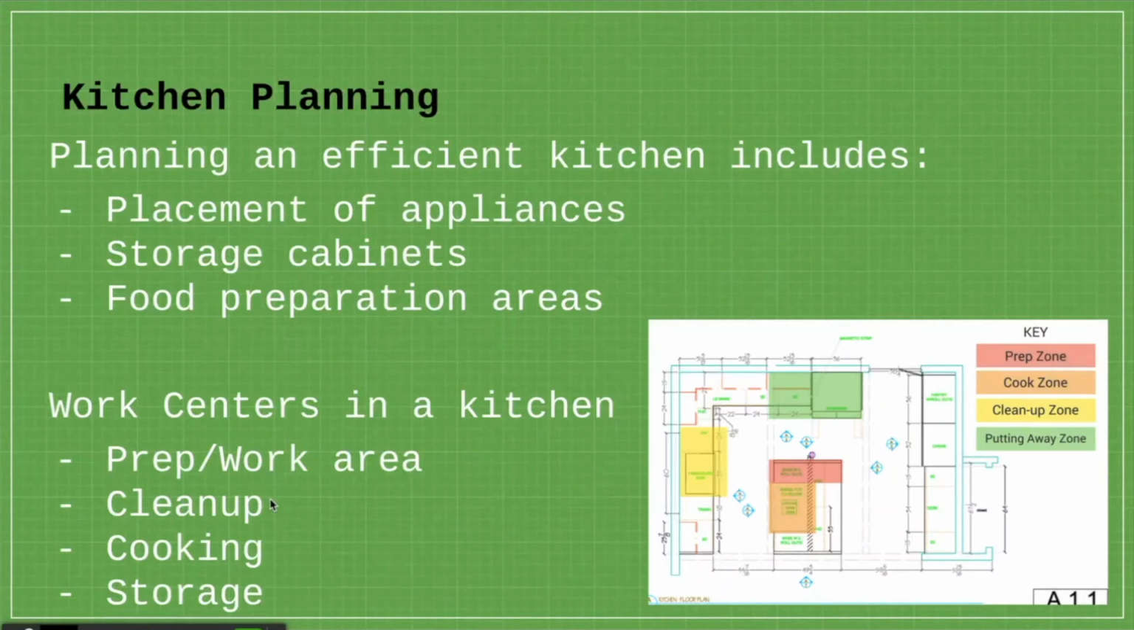So when you are planning out a kitchen, you need to make sure you know where the appliances are going to go, that they're within a good spacing of each other, that you have cabinets for storage, and areas to prepare food. So generally there are 4 work centers in a kitchen that you want to make sure that you have and have adequate space for. That includes a prep or work area, cleanup, cooking, and storage.